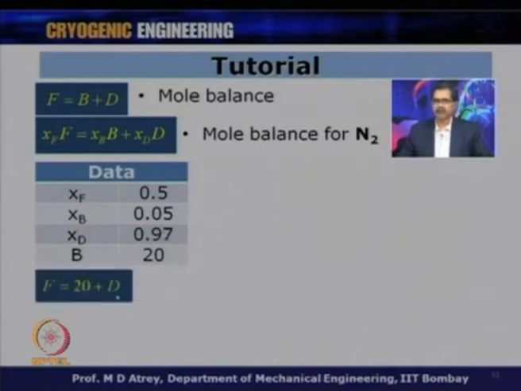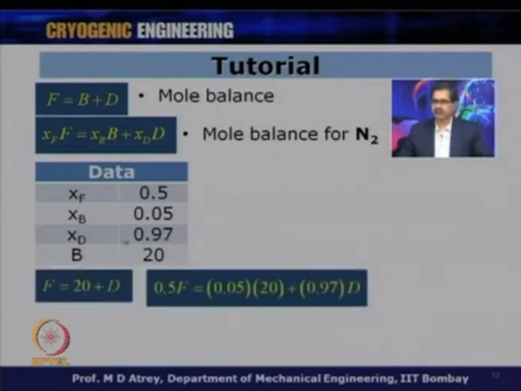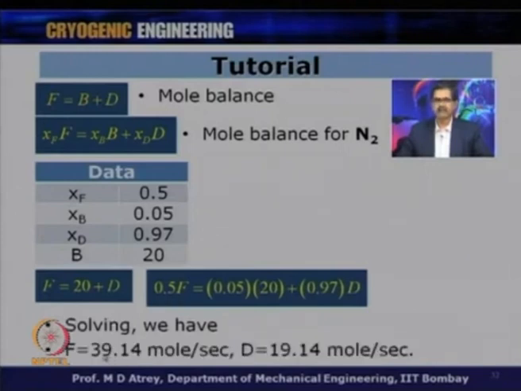So, F is equal to 20 plus D from this equation. Similarly, I got equation for the mole balance of nitrogen, putting the values over here, solving these two equations, what we get is F is equal to 39.14 moles per second, D is equal to 19.14 moles per second. So, F is coming as 39 moles, what is coming out is 19 as condensate, what is coming on from the bottom is 20 moles per second. So, we have got F, B and D values.